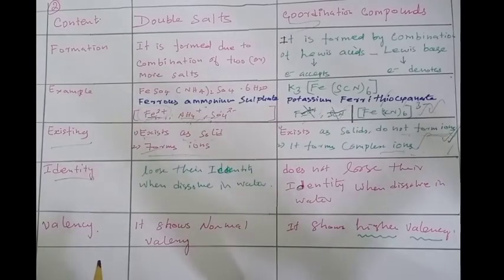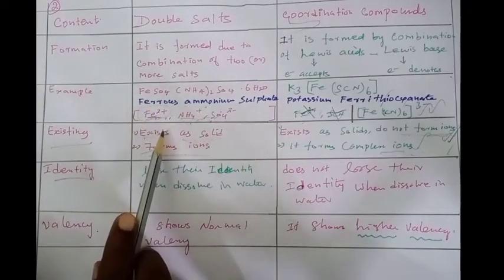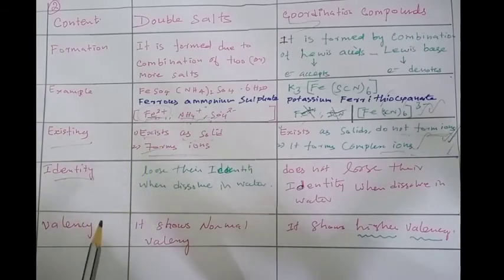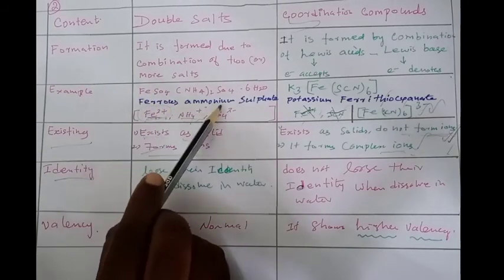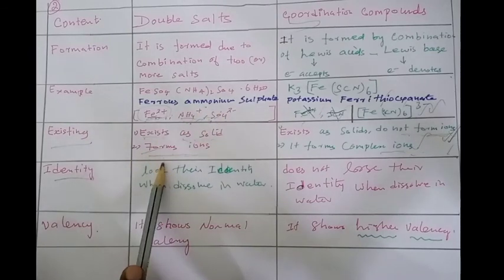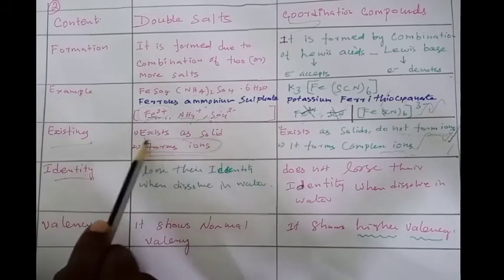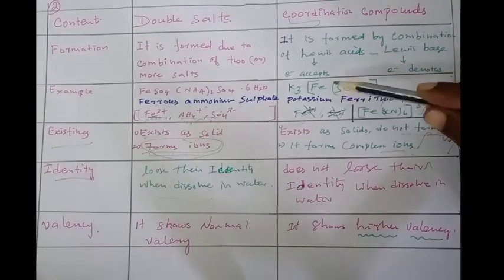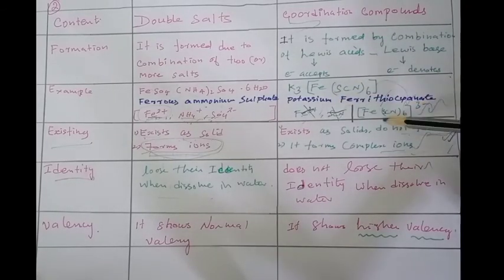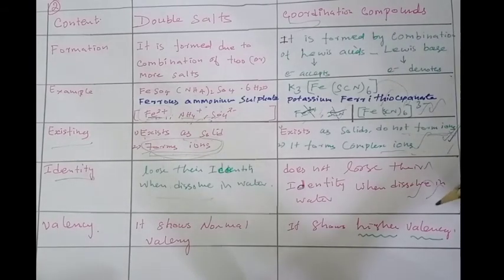And next, identity. Identity means that when this type of salt is dissolved in water, it makes ions. In the combined state, Fe2+ means FeSO4 and ammonium sulfate. But when dissolved in water, it forms ions, so it loses its identity. Here it does not lose its identity, because Fe and thiocyanate come together as Fe thiocyanate. We'll study this deeply in an upcoming video.